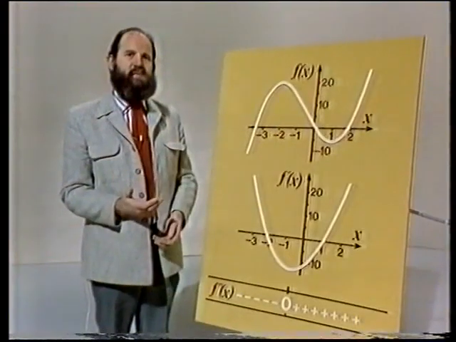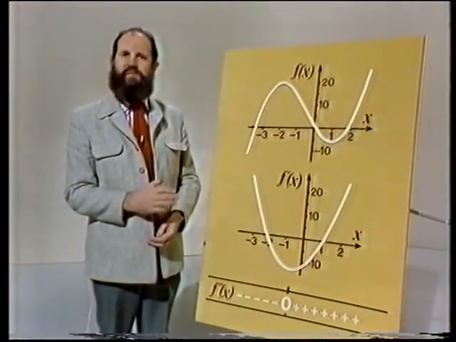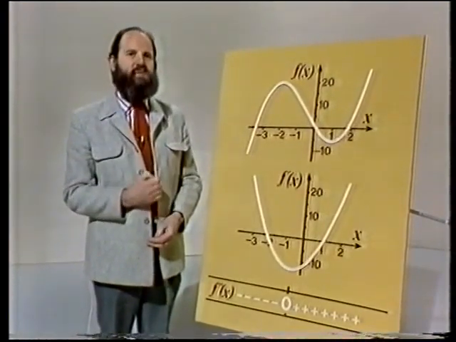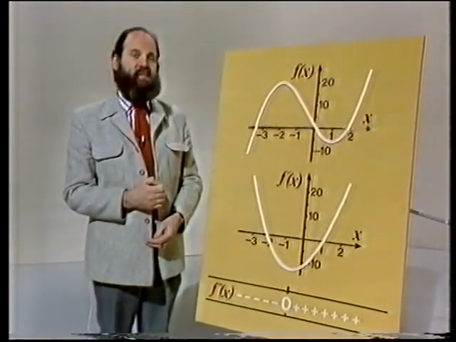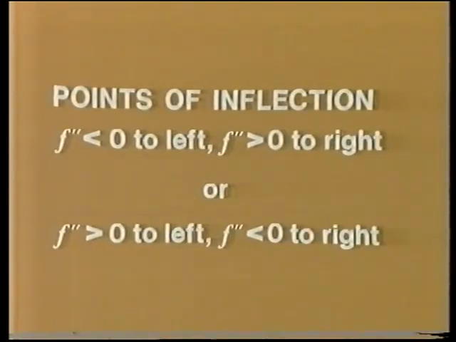Now, for other curves, there are points of inflection where the second derivative changes from positive to negative. But the essential test is that the second derivative changes sign. So to summarize, for points of inflection, either you've got the second derivative is negative just to the left and positive just to the right, or it's positive to the left and negative just to the right.